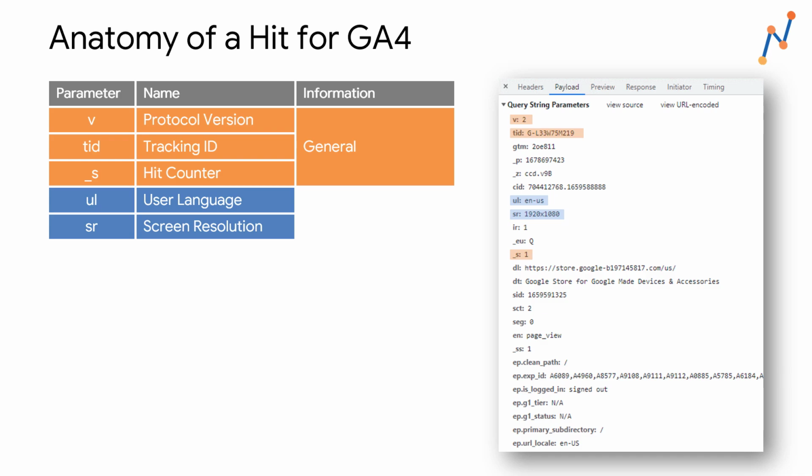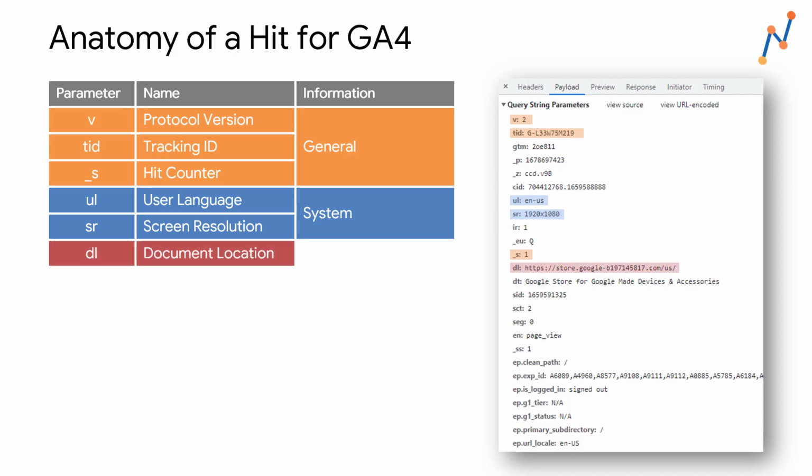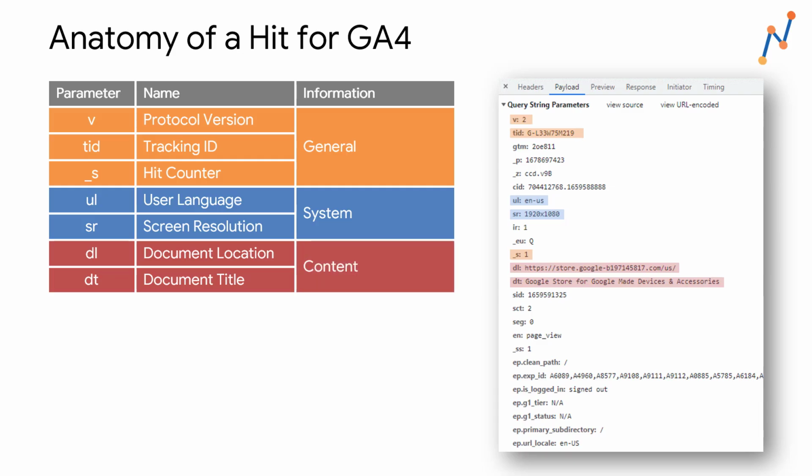So these remaining two parameters send information about the system to GA4. Like for Universal Analytics, you will also find information about the content, and the first parameter again is DL and stands for document location, while the second parameter is DT and stands for document title. Please note that the parameter DP, which stands for document path, has gone. This is because GA4 determines the document path automatically and displays it as page path within the reports. That being said, the remaining two parameters send content information to GA4.